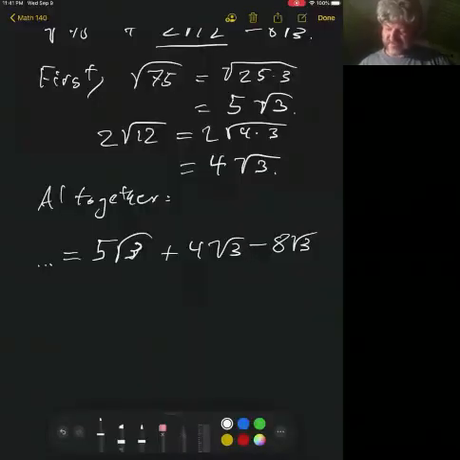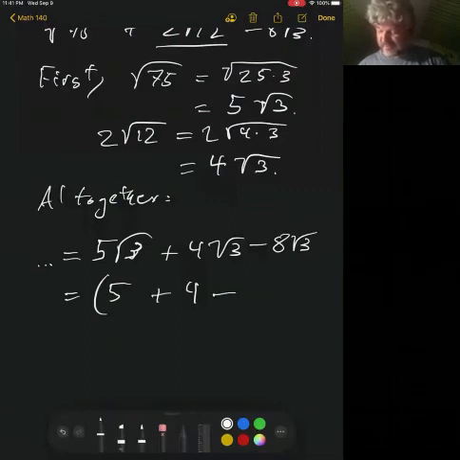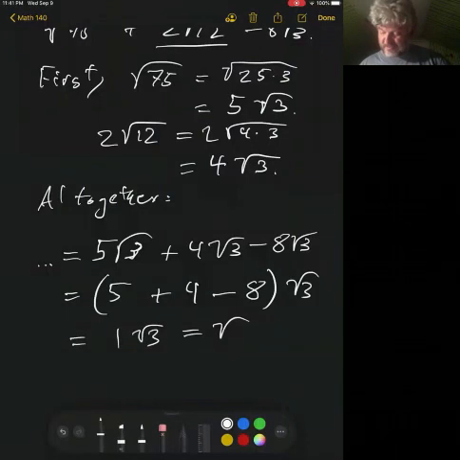And now comes the distributive law. We can factor out the square root of 3. So we have a 5 and a 4 and a minus 8 times square root 3. And that is 9 minus 8, which is just 1 square root 3. I will just write square root 3.